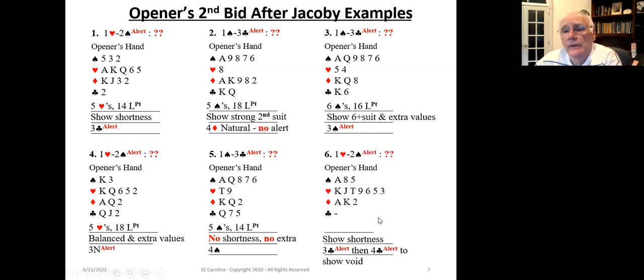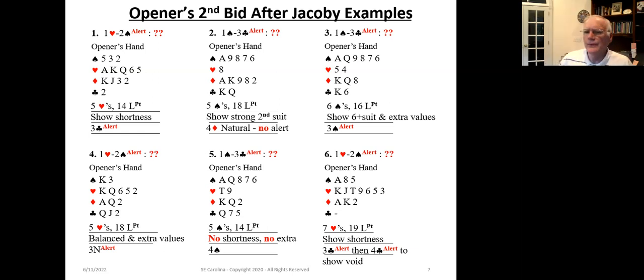Let's look at another example here. Okay, example number 6, suit hearts, partner initiates Jacoby by bidding 2 spades. What do we got here? Well, we've got an interesting hand. We've got 7 hearts and 19 plus length points. First priority, second 5 plus card suit? Nope. Shortness, yes, we do. So we're going to bid 3 clubs.